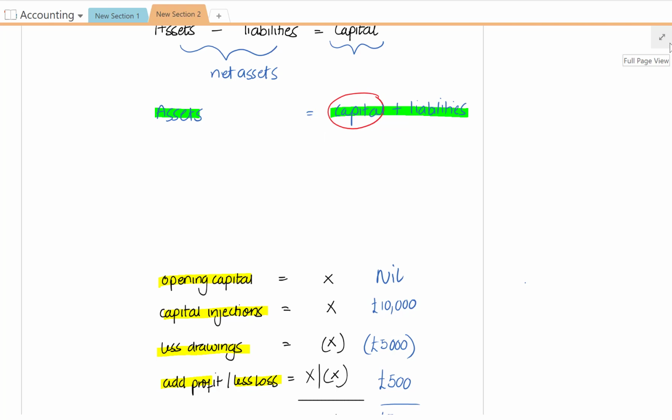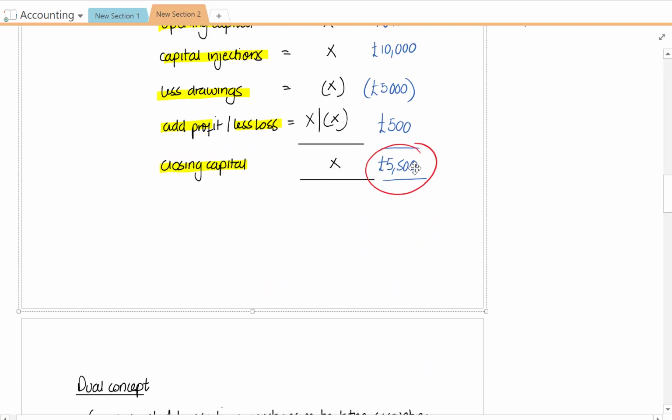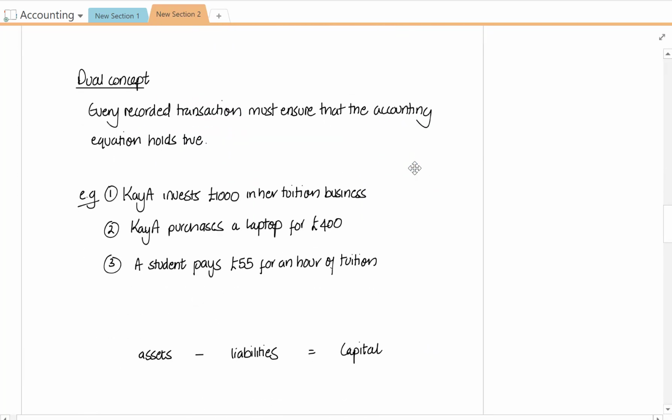Now, the opening capital for next year in my business would be the 5,500 that I've generated at the end of the current year. So that becomes opening capital for next year, and so on and so forth. All right, with that in mind, let's consider the dual concept.